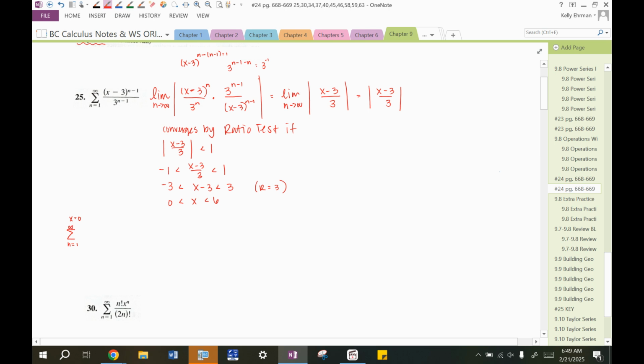Okay, so X equals 0. The series from n equals 1 to infinity of, let's see, 0 minus 3, so that would be negative 3 to the n minus 1 over 3 to the n minus 1. And these are both to the n minus 1, so you can say that's the same as having negative 3 over 3 to the n minus 1. So I'm going to rewrite this one more time. This is the same as having negative 1 to the n minus 1. And this series would diverge by the nth term test.